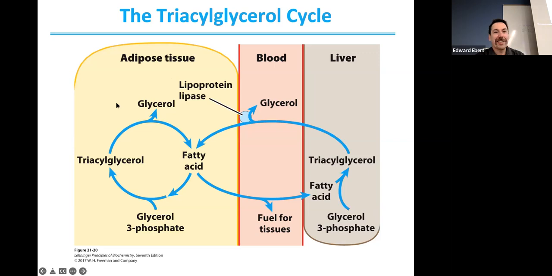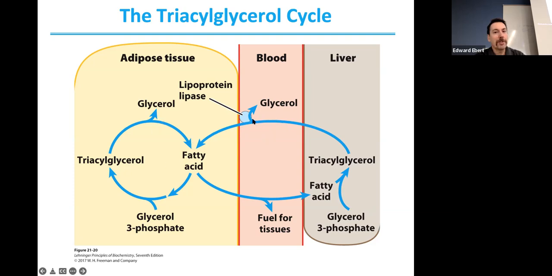All right, we have a TAG cycle. So in our adipose tissue, we can generate our glycerol 3-phosphate and make a triacylglycerol. We can cleave off those free fatty acids, and we have our glycerol there too. Our free fatty acids can get transported through the bloodstream. They can be sent to various tissues as fuel, or they can go to the liver and get converted back into triacylglycerols, which can be released into the bloodstream for fuel, or sent back to the adipose tissue for storage. They cross into the adipose tissue as free fatty acids, and then get esterified into our TAGs for storage in there.